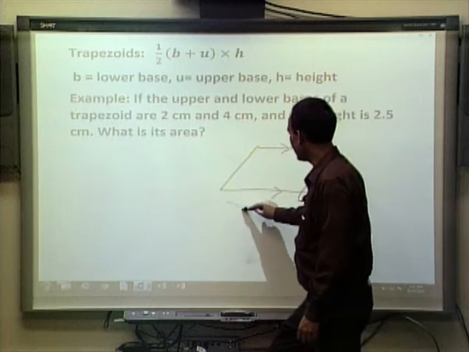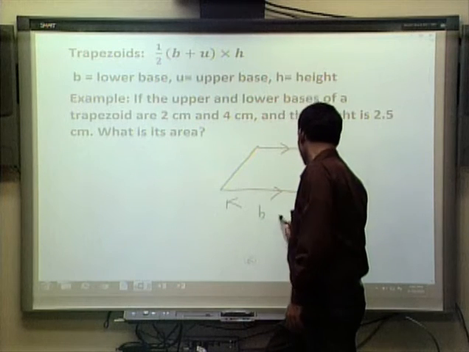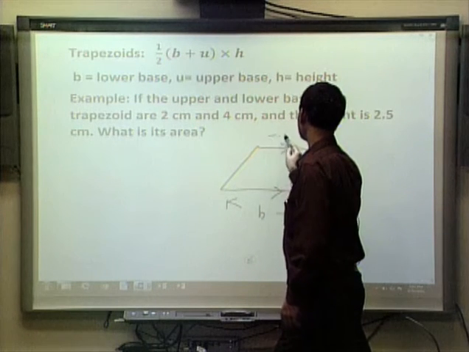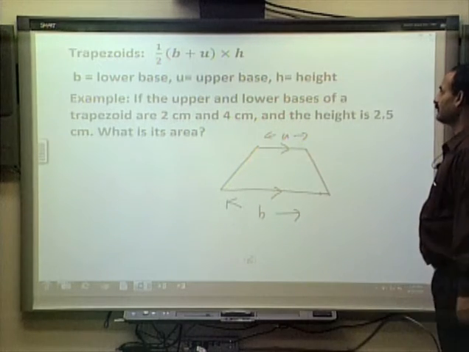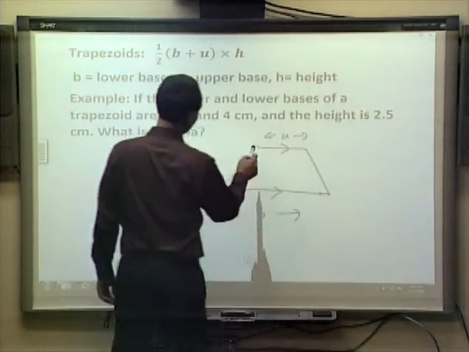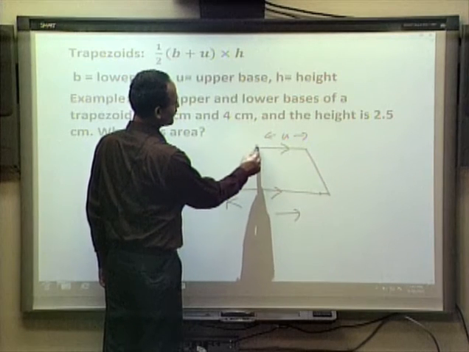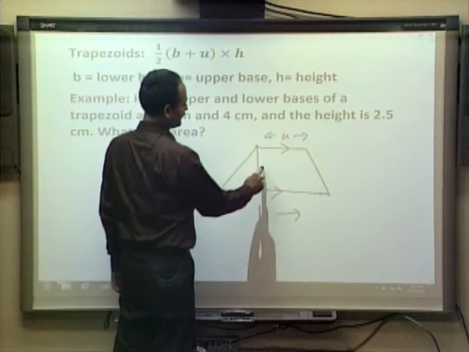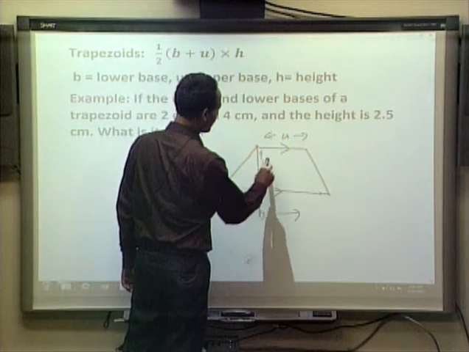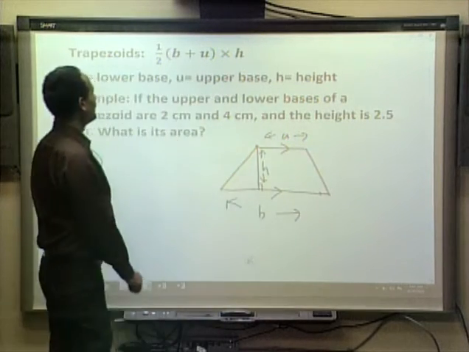So, let us say the length of the lower base is B and the length of the upper base is U. Now, if from this vertex we draw a perpendicular here to the base, the length of this perpendicular is what we call height.